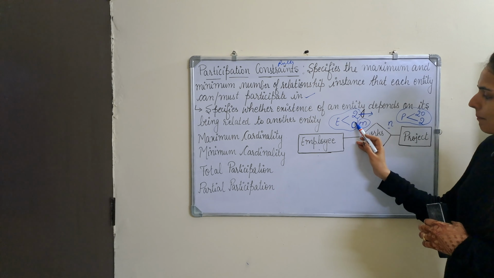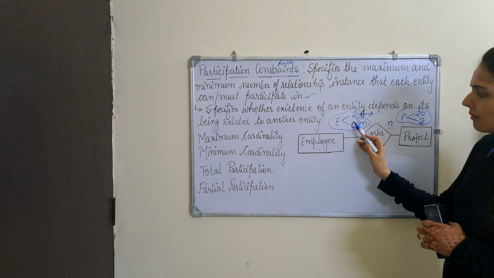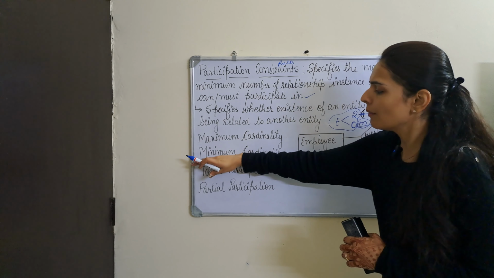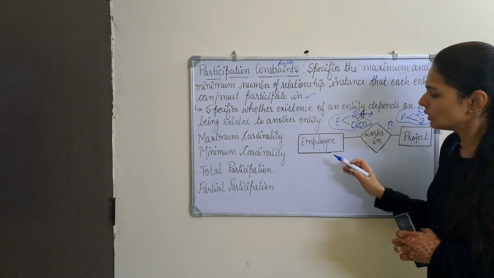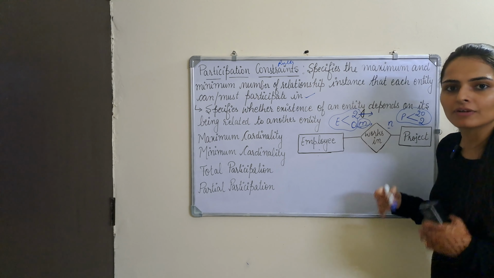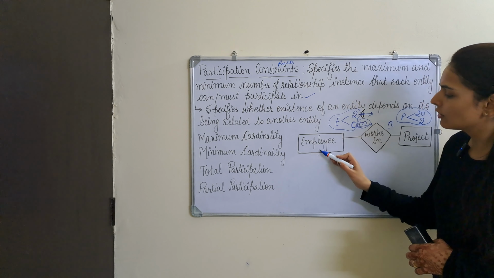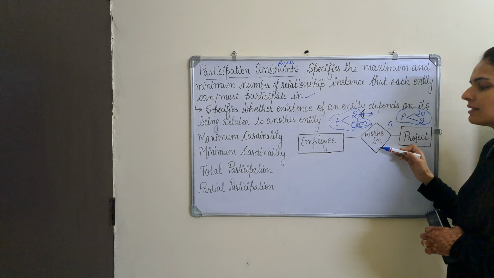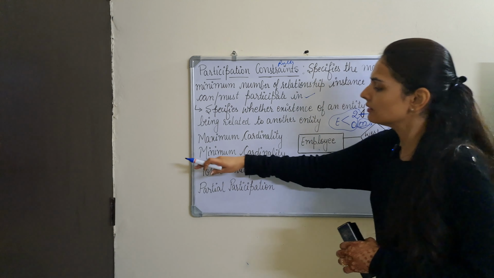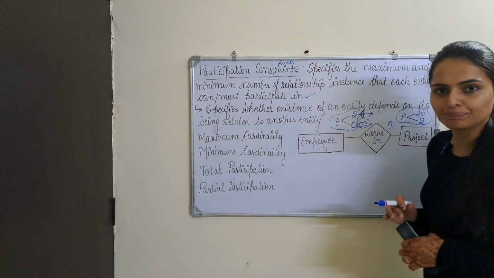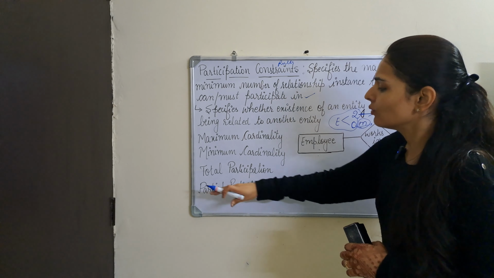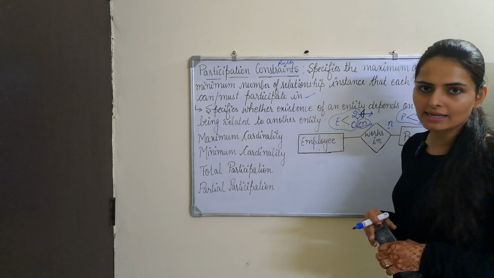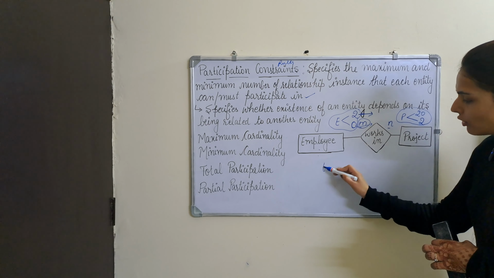However, this minimum constraint that we are specifying over here represents the minimum cardinality. So the minimum number of relationship instances in which an entity from an entity set can participate is called the minimum cardinality, right? Now we need to understand total participation and partial participation. So let's understand that over here.